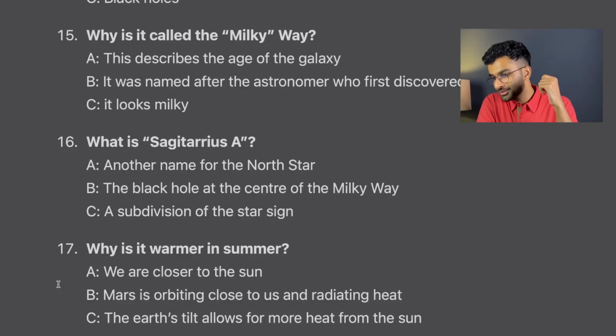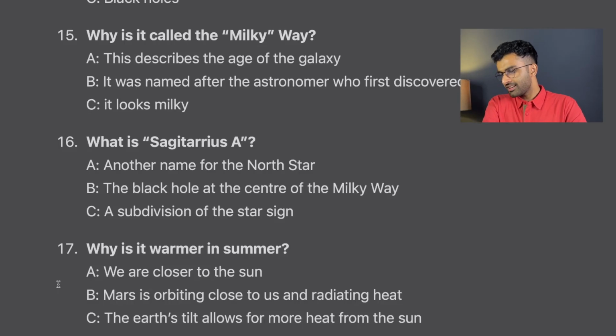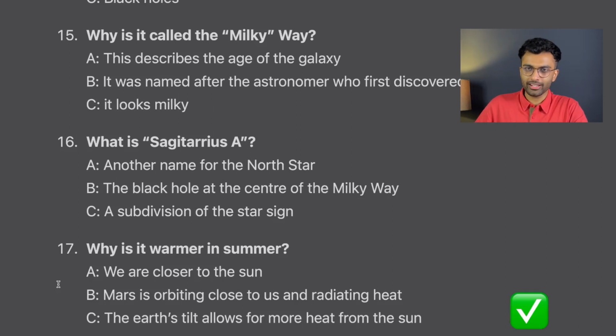Option B, Mars is orbiting close to us and radiating heat. Okay, full points for creativity, but no, Mars is nowhere hot enough to make it warmer in summers. Venus is quite hot though. Option C, the Earth's tilt allows for more heat from the sun. That is actually true, like I explained at the beginning of the video.